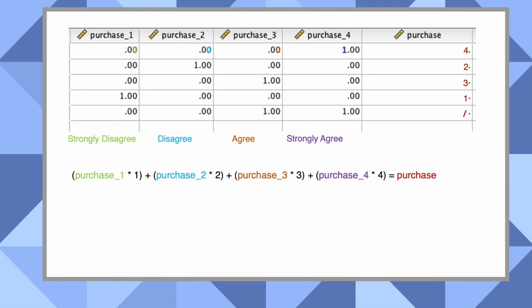It looks like this. Let me walk you through the formula quickly. We actually want to multiply each column with the value we assigned to those respective responses earlier, and then sum those multiplied values up across all columns. Remember, those are the values we want for our combined column.